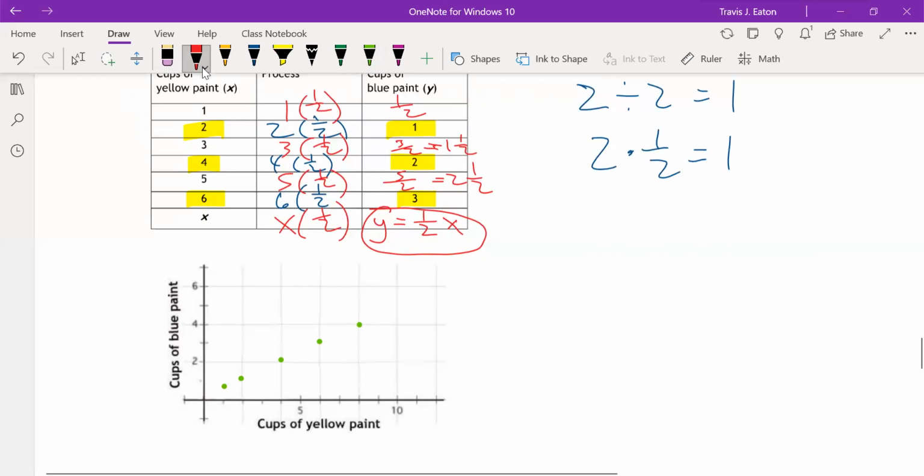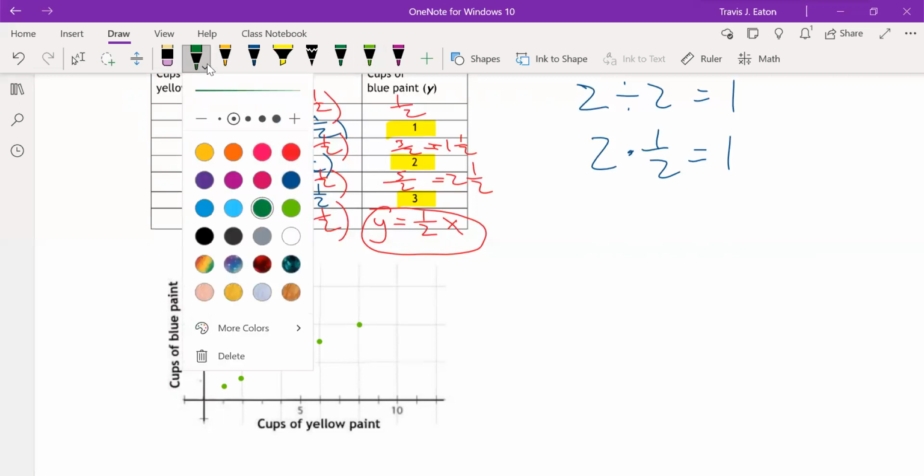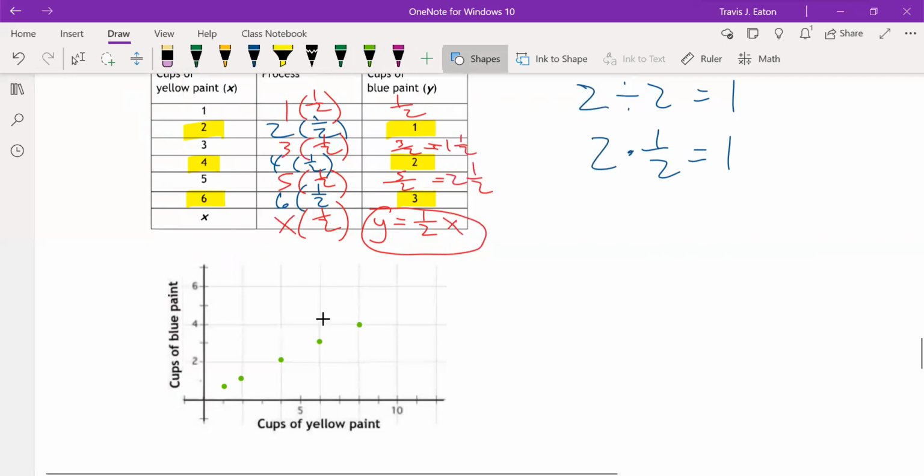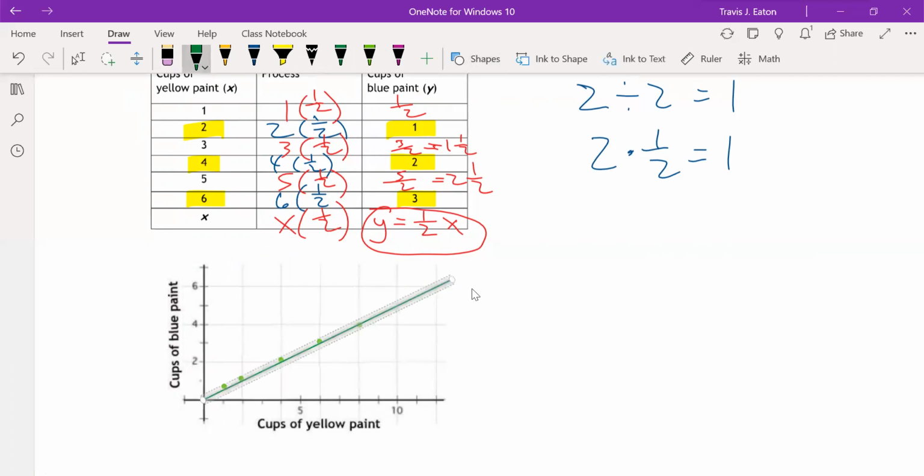Because look, now if I go back and I make this a straight line, then I can connect from my origin right through all of these dots. Pretty darn close. My dots were a little bit off, but that's okay. Now see, I completed the table by finding the process and sticking to it. I was able to create my rule, and I was able to graph it.